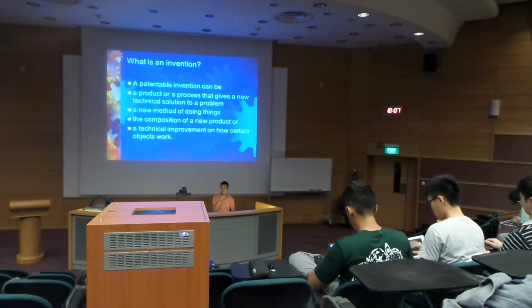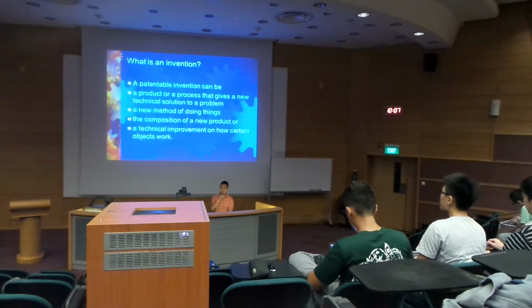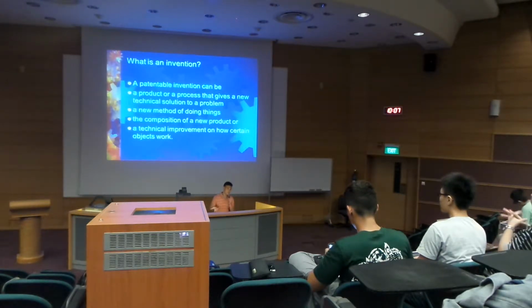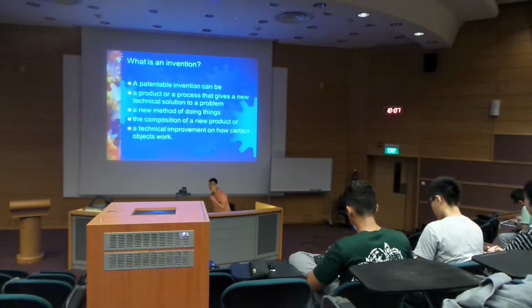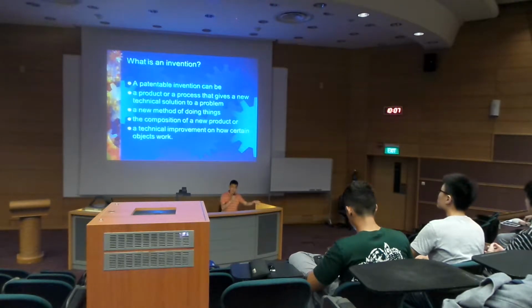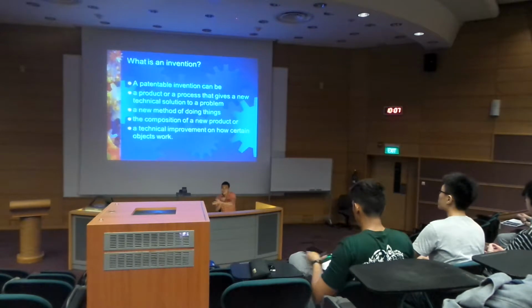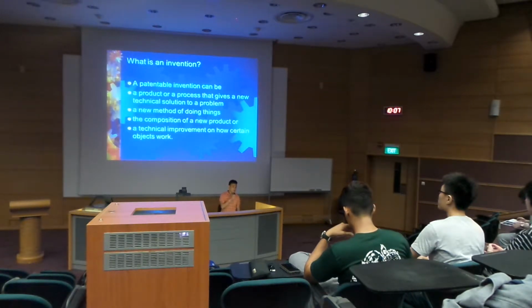Now, what is an invention? What kind of invention can an inventor obtain a patent for? A lot of people tend to think invention necessarily means something that's very high tech, something that's gadgetry, something like a robot that moves. But invention could actually mean anything. If you look at the bullet points here, invention could be a product. It could be a process that gives rise to a new technical solution. It could be a product or a process.